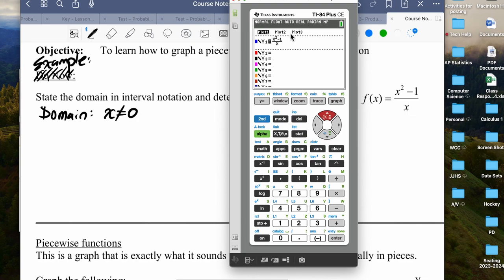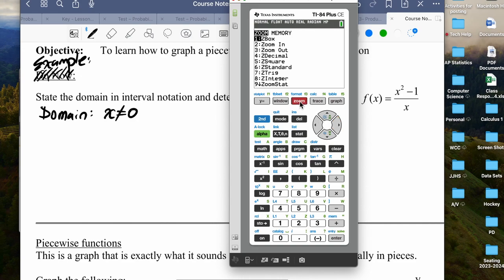All right, so we're going to just hit enter to kill that. And then we could do a zoom 6 if you want to get started, or you can manually adjust a window. I leave it up to you. You'll find that you're going to have to at some point manipulate the window depending on the nature of the function. So I'll address that in more detail as we go.